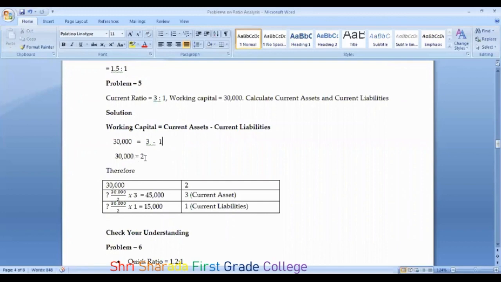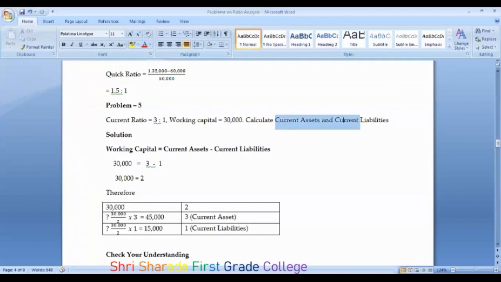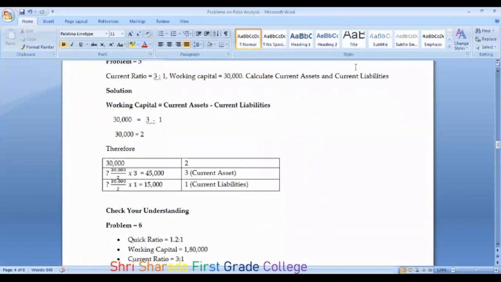So 30,000 into 3. You have to find out what? Current assets as well as the current liability. What information have you got already? You have got the information of 30,000 into 2. That is the working capital. 30,000 stands for the value of 2. The current assets go with the ratio 3. Current liability goes with the ratio 1. Okay. So out of that you need to find out the current assets.